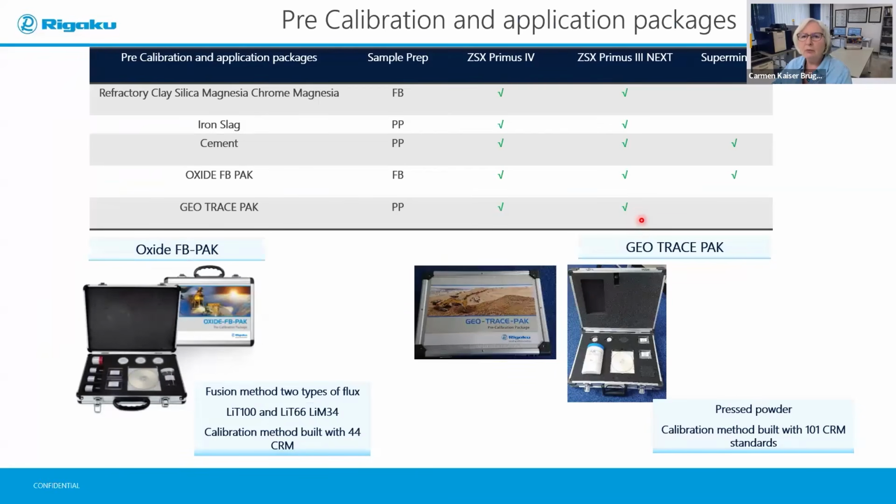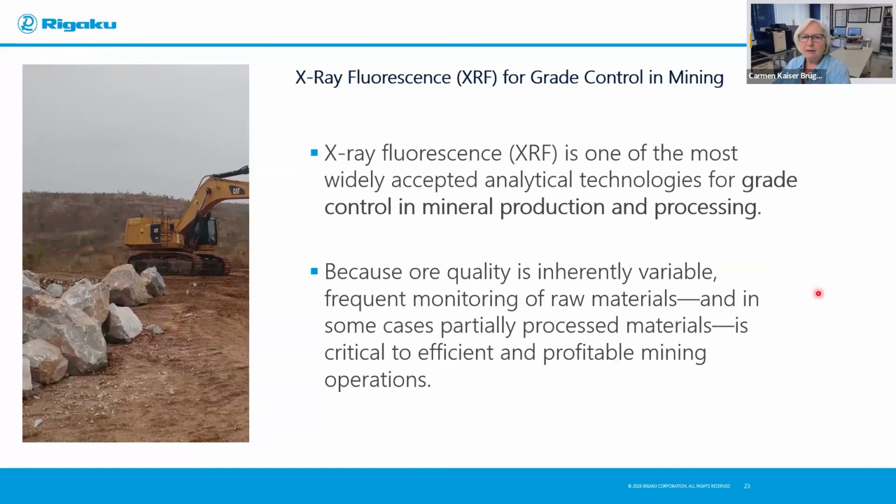These products also come with some application and pre-calibration methods, which are very helpful for the user so that they can use the instrument without setting up their own calibration. So you can see we have a combination of either fused bead methods or even pressed powder methods. So depending on analytical requirements, you can get your instrument with any of these packages as a starting point for your applications. So let's talk a little bit about X-ray fluorescence.